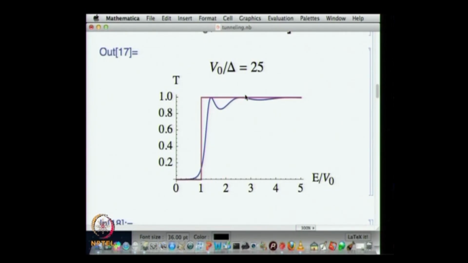That would be the case if the particle behaved classically, but quantum mechanically, if you say that V0 by delta is equal to 25, the curve is this blue curve, and you can see that even in the case where the energy of the particle is less than the height of the barrier, the particle can actually go through. This part shows that there is a finite probability of tunneling for the particle.